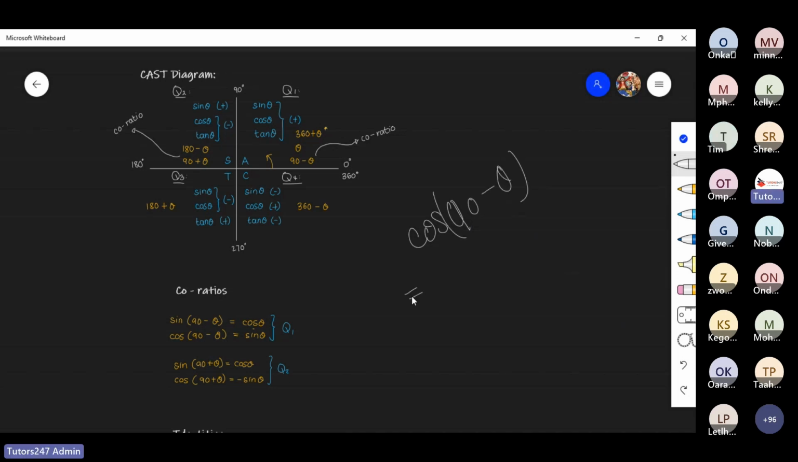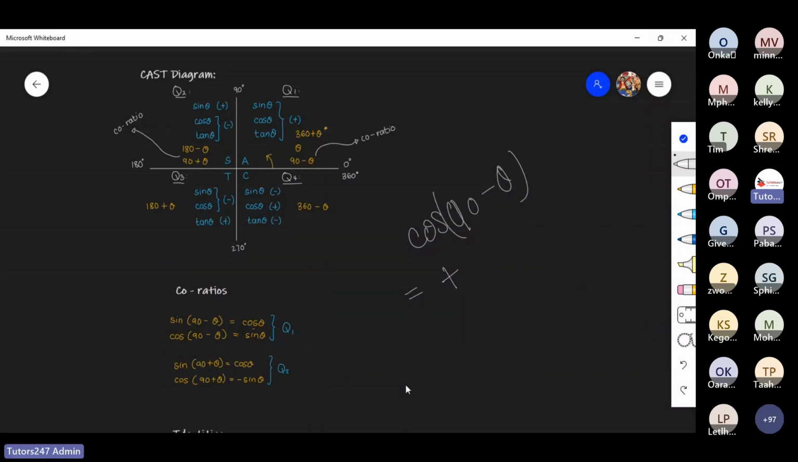so exactly as we did before, step number 1, we ask ourselves, which quadrant is this in? So 90 minus theta, we match it to our cos diagram. As you can see, it is in quadrant 1. We know that cos is positive within quadrant 1. Therefore, we introduce this positive sign.